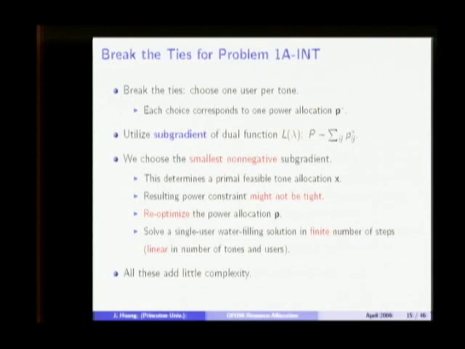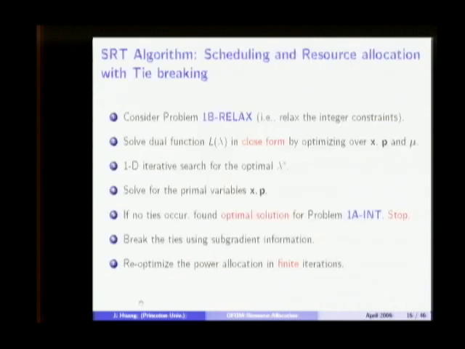However, after doing this channel allocation, x is fixed. Then we look at the power p, which is another variable we want to solve. And the resulting power constraint might not be tight because you are picking the smallest non-negative subgradient, which might be positive, right? So this term is positive, which means p is not fully utilized. And in that case, you will re-optimize the power allocation across all users, given the channel allocation. That is essentially equivalent to solving a single user water filling problem, which is very simple. And actually, the optimal solution can be found in finite steps. So all these things, although they look complex, add little complexity to the algorithm.